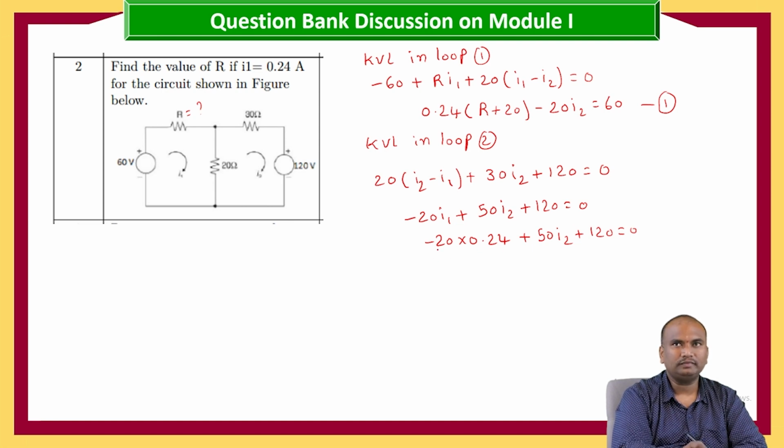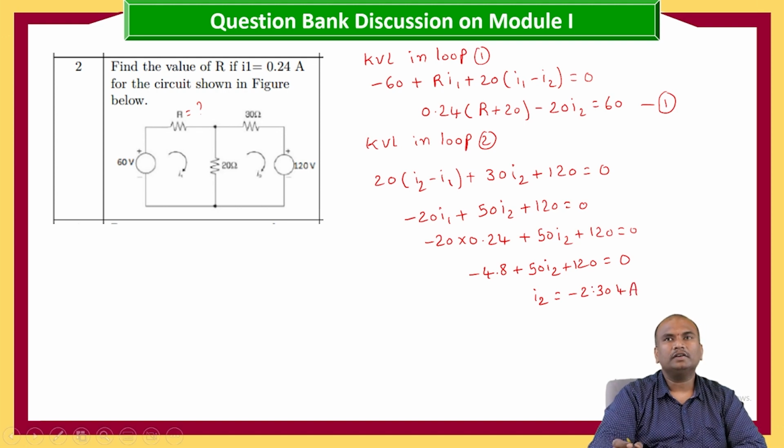Here, minus 4.8 plus 50 I2 plus 120 is equal to 0. From this we get the I2 value as minus 2.304 amperes. So we have got the I2 value.